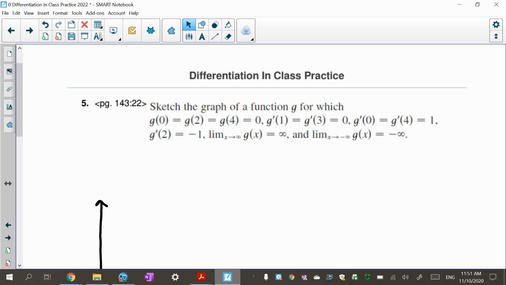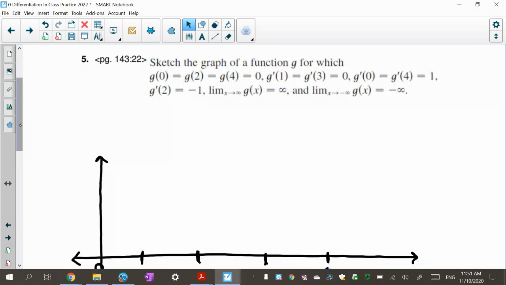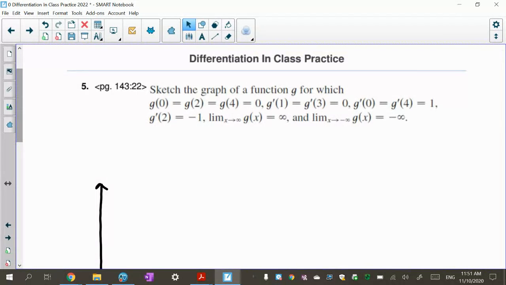Okay, this video is on in class practice for differentiation number 5, where we're actually sketching a graph of a function. Sketching the graph of a function g for which we have the following clues. So I'm going to go through each one of these clues with you till you see what they are, and then you can use them.